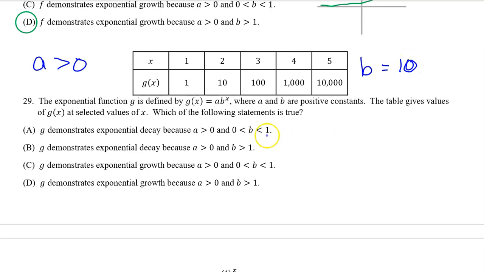So we don't really need to know what the function is, but we could draw a sketch. We already know the curve is above the x-axis because the a value is greater than 0. All of the values are positive. Since the b value is greater than 1, this is going to be exponential growth. So this is exactly the same as the last problem. So the answer is D again, for the exact same reason.